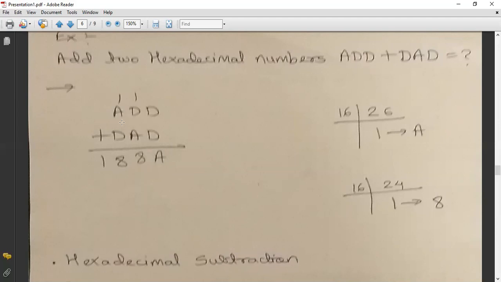Fine. Again, 13 plus 1 is 14. 14 plus 10 is 24. Again, we will get 18 as the answer. So we have written 18 here. So the answer for this question is 188A.